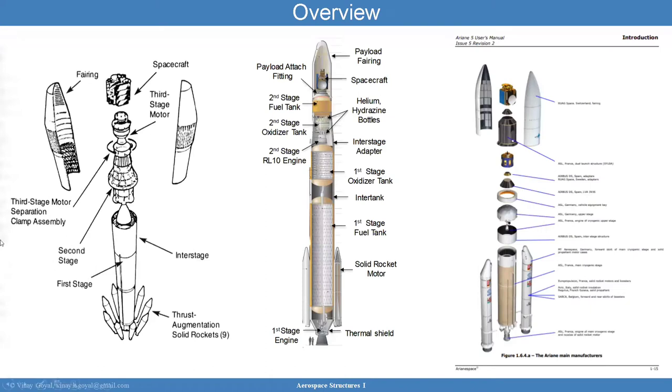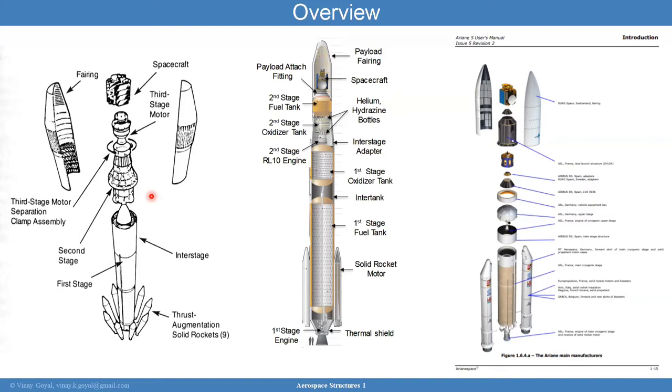So I'm showing three different designs here from different applications. We have a launch vehicle on the left-hand side, we have one here in the middle, and then we have one on the right. And this all comes from open source. Nothing here in this lecture is proprietary. All this comes from open source materials. And so I can use this to teach you the parts that make up the launch vehicle.